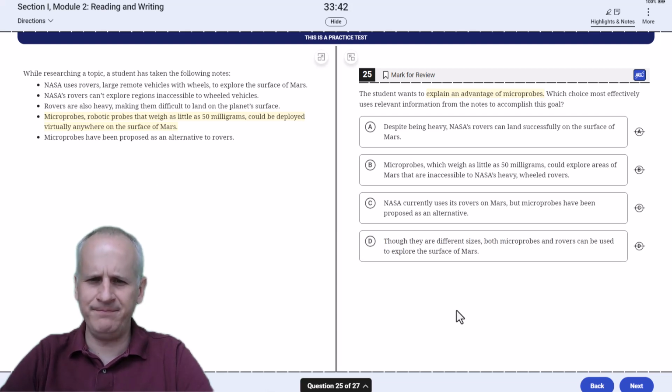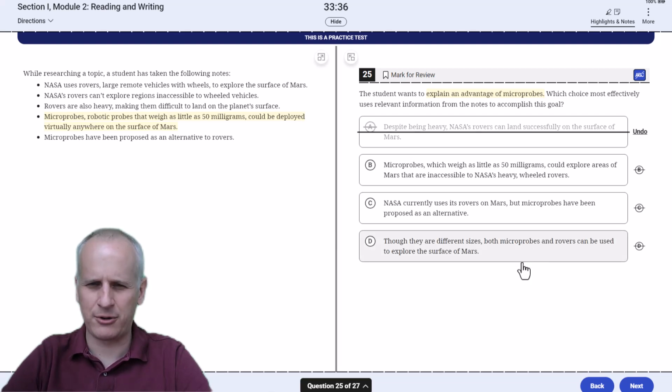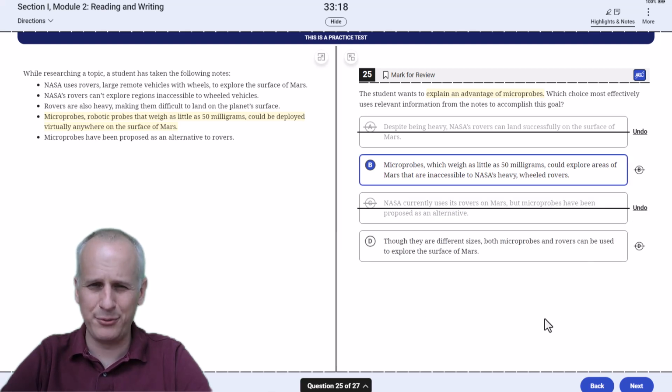Choice A reads, despite being heavy, NASA's rovers can land successfully on the surface of Mars. That's not about microprobes. Choice B, microprobes, which weigh as little as 50 milligrams, could explore areas of Mars that are inaccessible to NASA's heavy-wheeled rovers. Ding, ding, ding. That is exactly what we would expect. Then choice C, NASA currently uses its rovers on Mars, but microprobes have been proposed as an alternative. That's the proposal, not the advantages, so we can eliminate C as not specifically addressing the task.